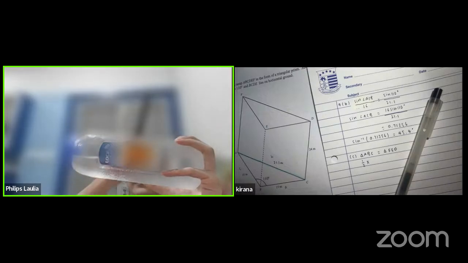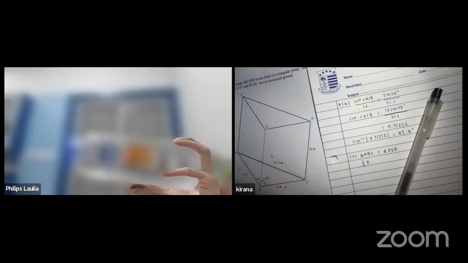I cut here, the same thing. I cut here, the same thing. I cut here, the same thing. Do you understand?